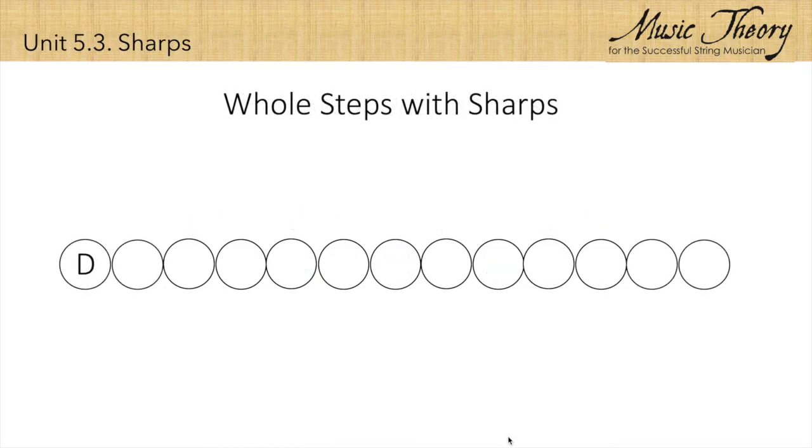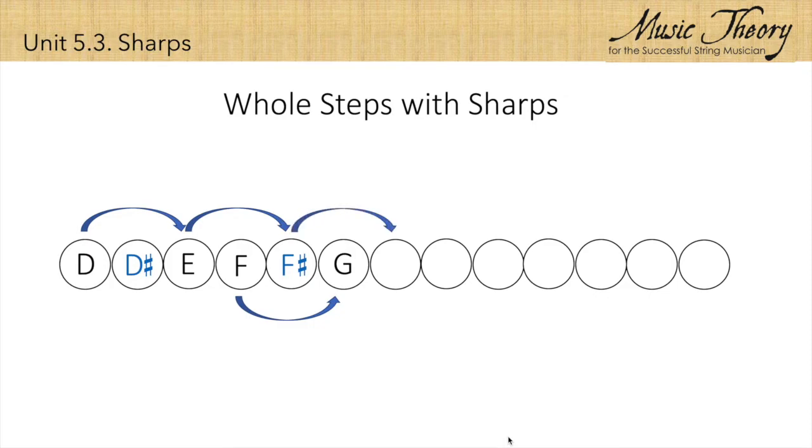Now let's walk up a string diagram with whole steps. A whole step higher than D is E, and there's a D sharp in between D and E. A whole step higher than E is not F, it's F sharp, because remember, E and F are separated by a half step. A whole step higher than F is G. F sharp to G sharp, and so on.